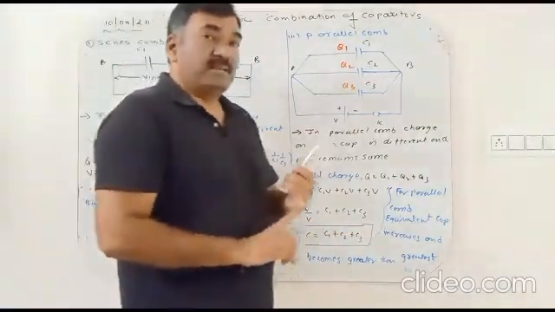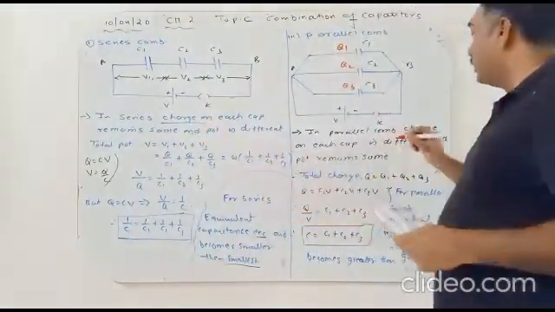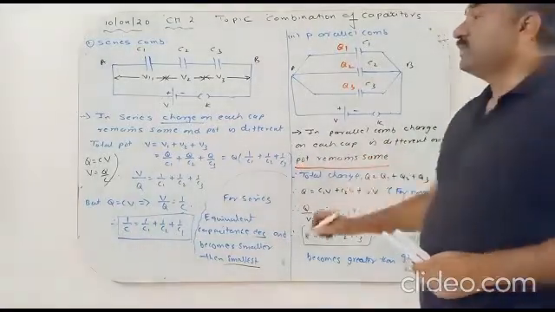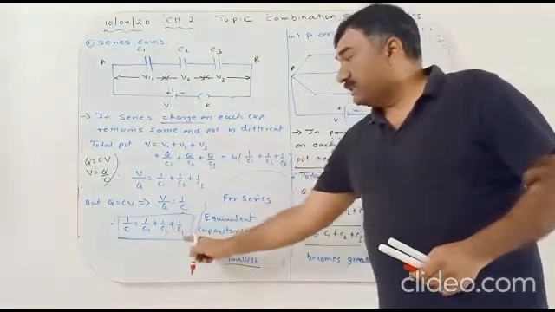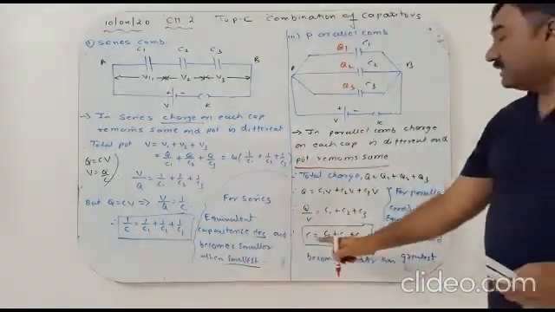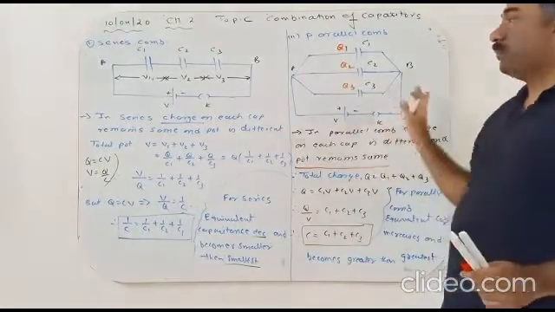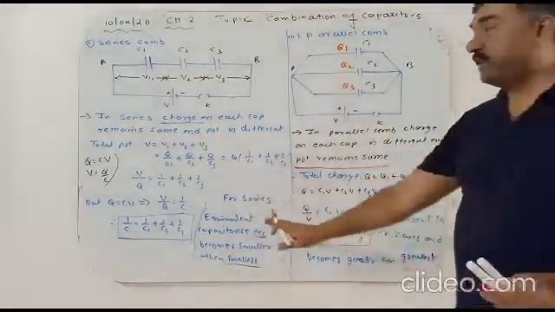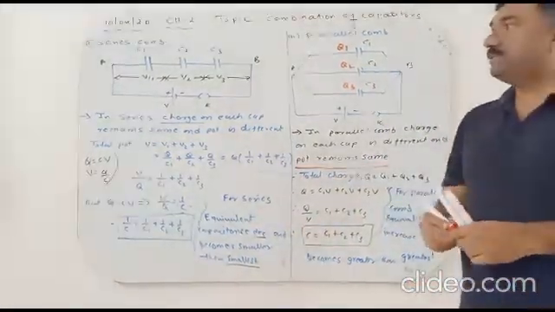तो याद रखने वाली बात, in series charge remains the same, in parallel potential remains the same. In series 1 by C is equal to 1 by C1 plus 1 by C2 plus 1 by C3. In parallel C is equal to C1 plus C2 plus C3. Charge same, potential same. Capacitance decreases, capacitance increases. Becomes smaller than the smallest, becomes greater than the greatest.